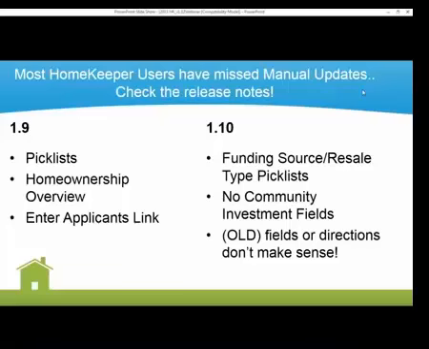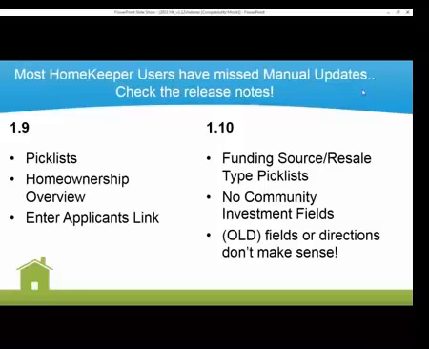So for 1.9, there are some pick lists that we had you update. Also, if you're missing that purple and green box on your service file layout, you probably missed the 1.9 update, because one of the things we asked folks to do was to add the homeownership overview, or at least the enter applicants link. So if you don't have that and you want to use it, check the 1.9 release notes.